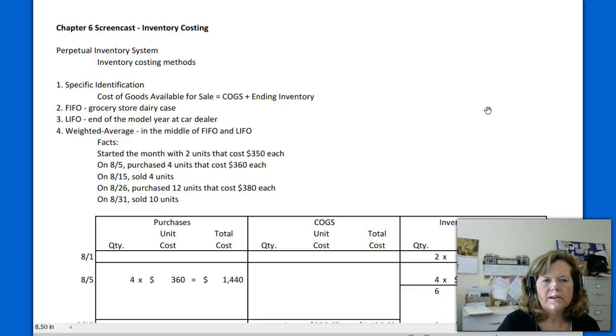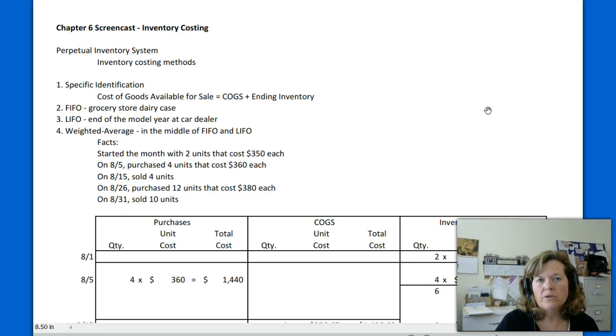This screencast is going to cover inventory costing. As you know from your reading, the main type of system that we use these days with computerized systems is the perpetual inventory system. And what that means is that we keep track of our inventory perpetually after each transaction. In the past, where computers weren't as readily available, we used the periodic method, which means we just did a physical inventory every so often and adjusted our books.